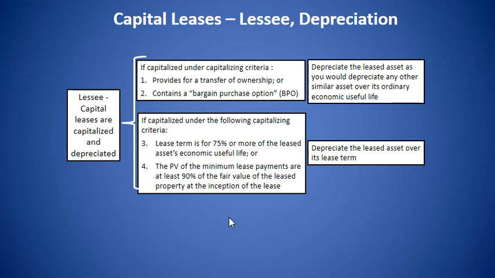On the other hand, if the asset is capitalized under the following criteria, meaning the lease term is 75% or more of the leased asset's economic useful life, or the present value of the minimum lease payments is at least 90% of the fair value of the leased property at the inception of the lease, the leased asset will be depreciated over its lease term. So let's go through an example.